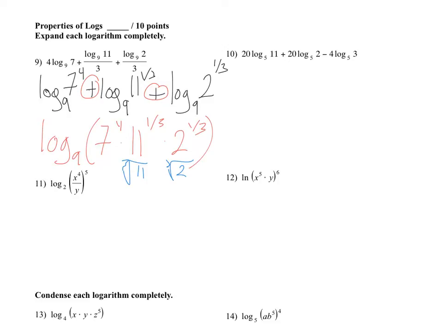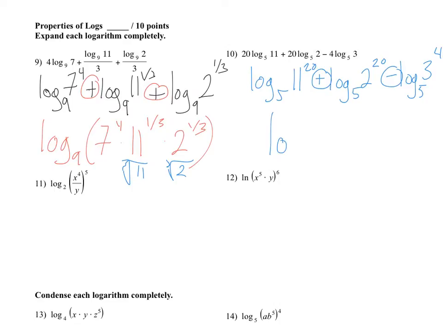For number 10, similarly, I'm going to deal with those powers first. And we're going to have log base 5 of 11 to the 20th plus log base 5 of 2 to the 20th and minus log base 5 of 3 to the 4th. I'm going to combine those. The multiplying comes from the adding. Dividing comes from the subtraction.